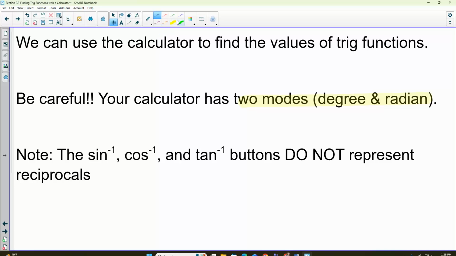Second thing, you'll notice we have trig buttons, sine, cosine, and tangent. We don't have secant, cosecant, and cotangent. Those are the reciprocals. Right above it, you've got that sine -1, cosine -1, tangent -1. Those are not the reciprocals. Those are the inverses, finding a missing angle. So be careful when you're using those.